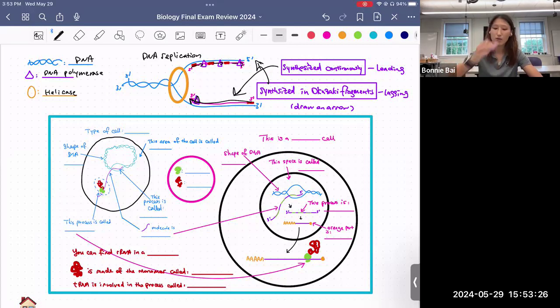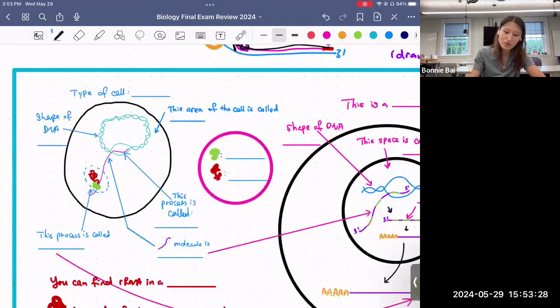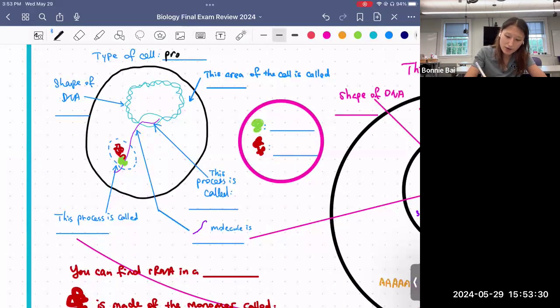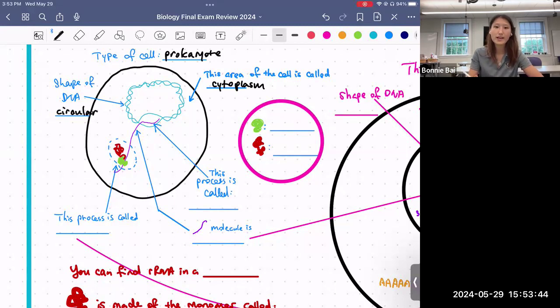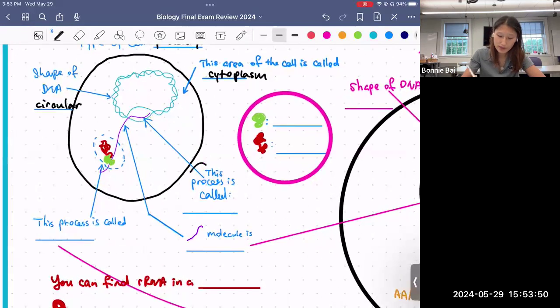All right, moving on. We're going to take a look at the types of cells. So right here, we have a prokaryote first. In this prokaryote, we have a cytoplasm inside the cell membrane, right? The shape of the DNA, as you can see over here, is circular, right? It's a circular DNA.